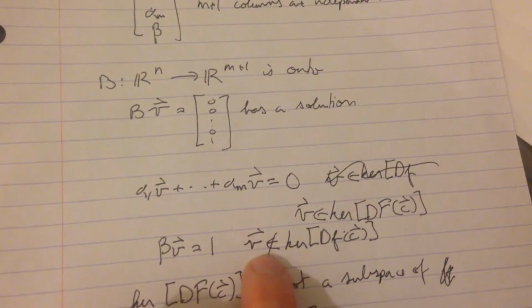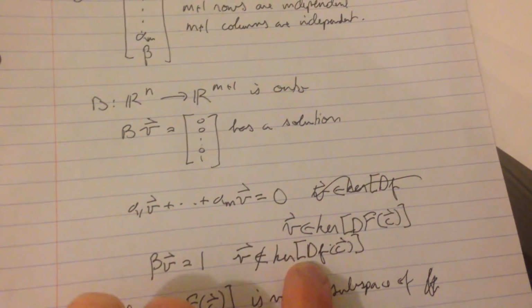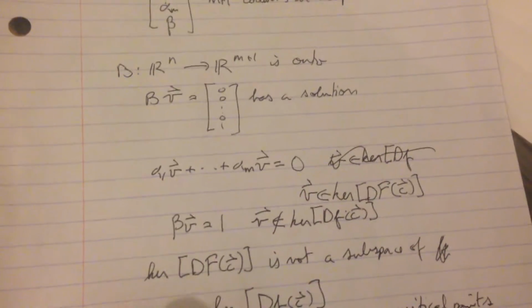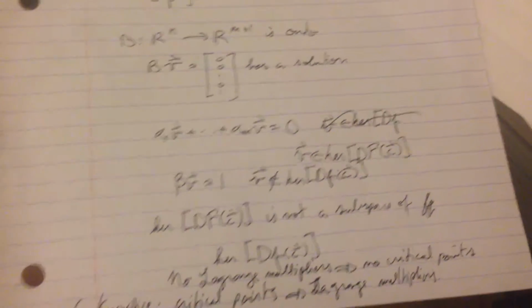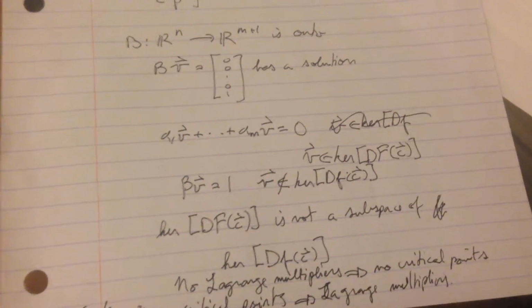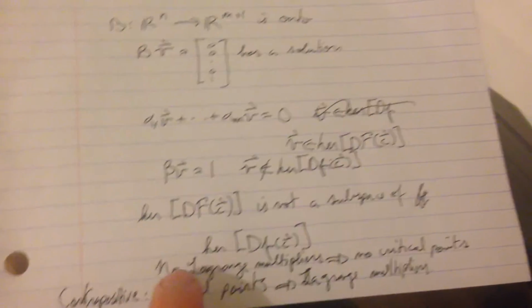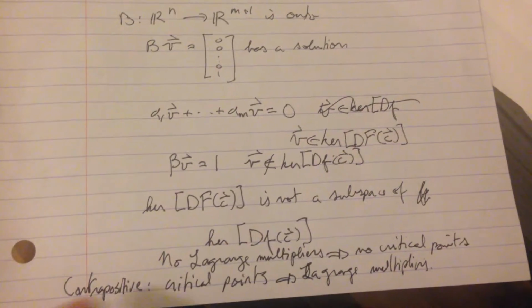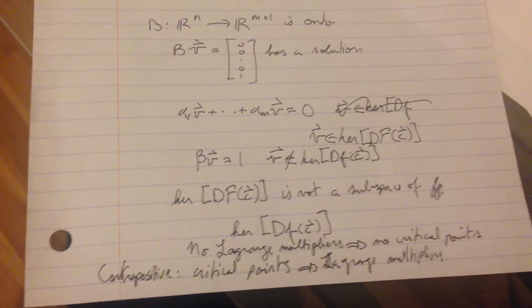So that means that V is not in the kernel of D little f, but it is in the kernel of D big F, which implies that the kernel of D big F is not a subspace of the kernel of D little f. And of course, we need it to be a subspace in order for this to be a constrained critical point, I should say. So basically, no Lagrange multipliers implies no critical points, and the contrapositive is that critical points imply that you must have Lagrange multipliers.